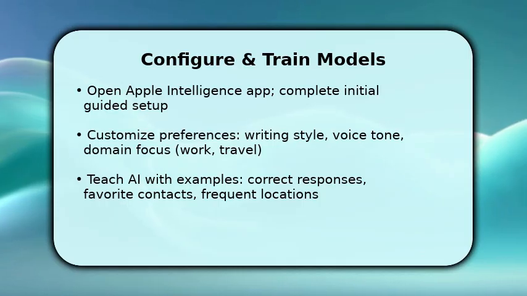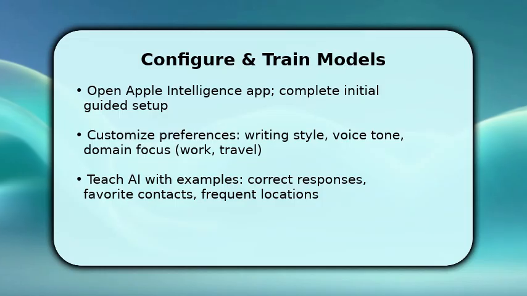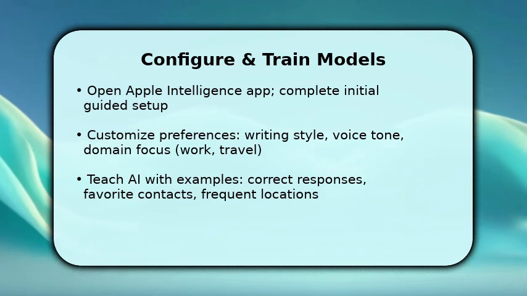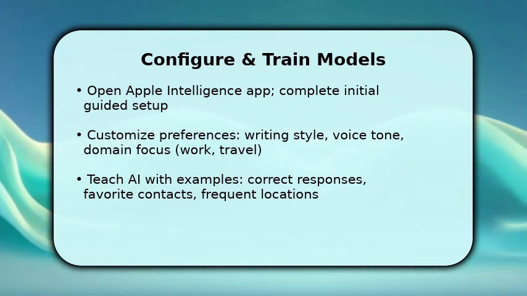Then provide a few examples: preferred email replies, calendar nuances, and frequently used phrases. Once trained, the model refines behavior from local signals. Make sure to sync contacts and calendars so contextual suggestions are accurate and timely.